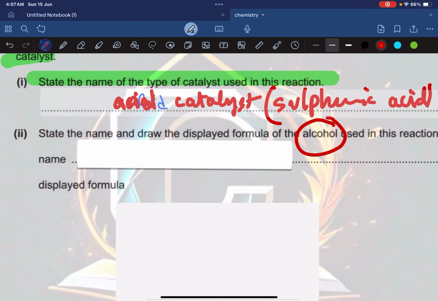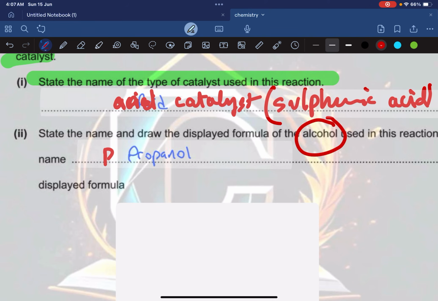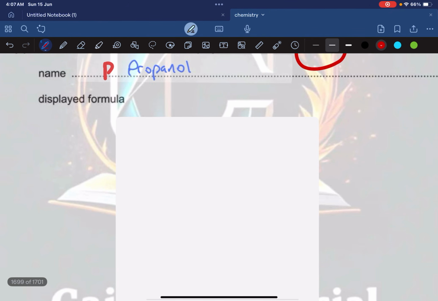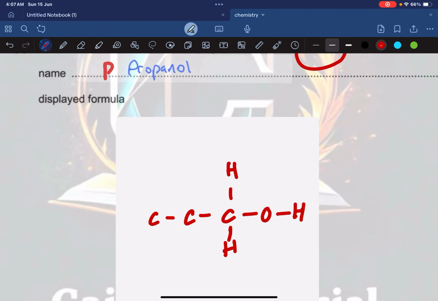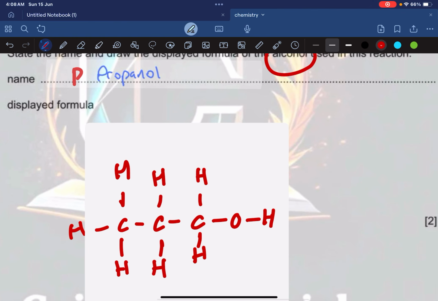So the name of the alcohol is propanol, and the displayed formula for propanol is going to be 3 carbons and an O, and you had to show this OH bond. That was compulsory. You could not just write OH, that's going to be incorrect. And I guess this is the displayed formula of propanol.